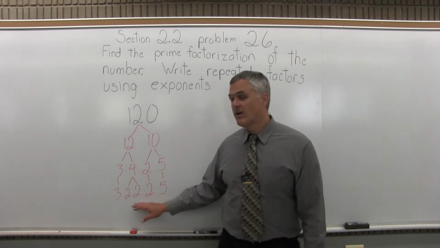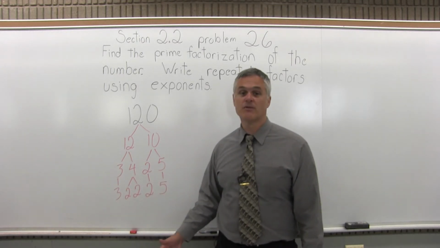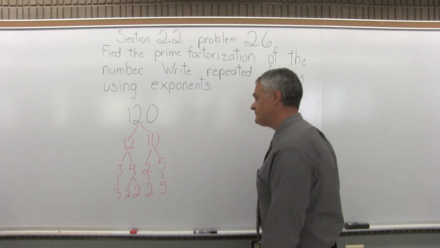Now, in this bottom row, everything is prime. I have 2s, those are primes. I have a 3, that's prime. I have a 5, that's prime. Everything's prime, so I've gotten to the end.